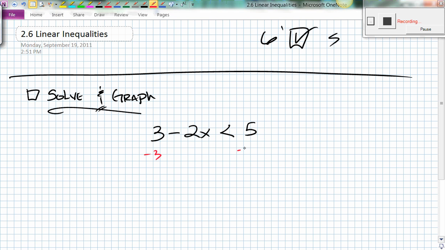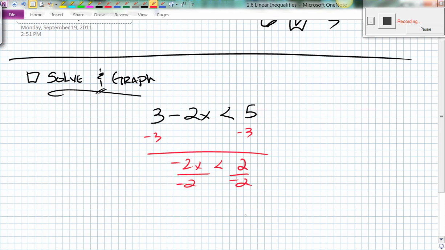Subtract the 3 from both sides. So that would mean that negative 2x is less than 2. Good. Then what would you do? Divide by a negative 2. Now, of course, everyone, when we divide by a negative number, what do we do? So x must be greater than how much? Negative 1. Okay.